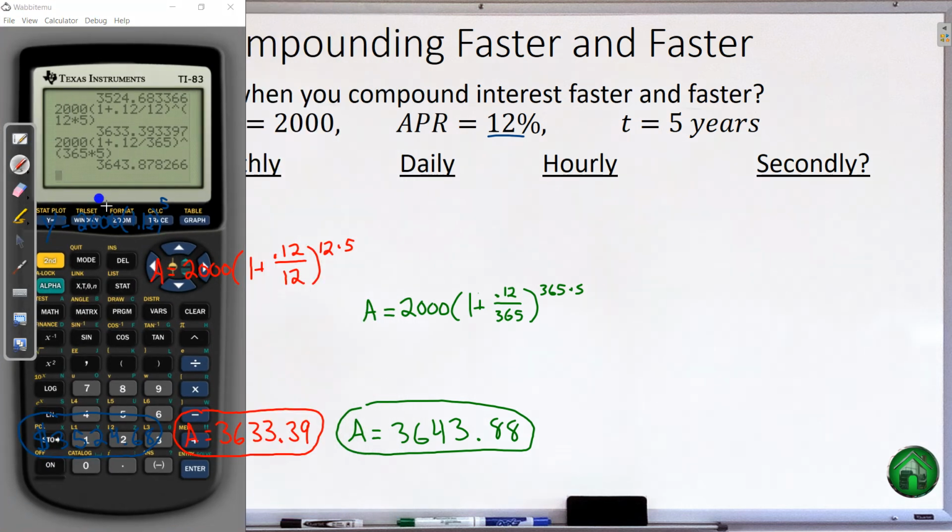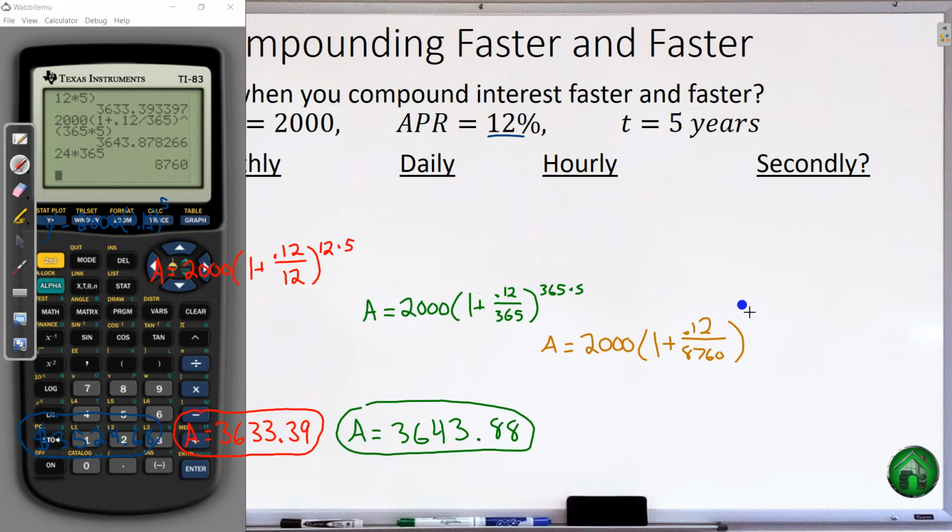All right, so now let's take a look at hourly. So A is equal to 2,000 times 1 plus 0.12 divided by n. Now, what is the end value? How many hours are in a year? Well, I need to work that out because I don't know. So there are 24 hours in a day, and there's 365 days in a year. So our n is now 8,760, and up here we have 8,760 times 5.